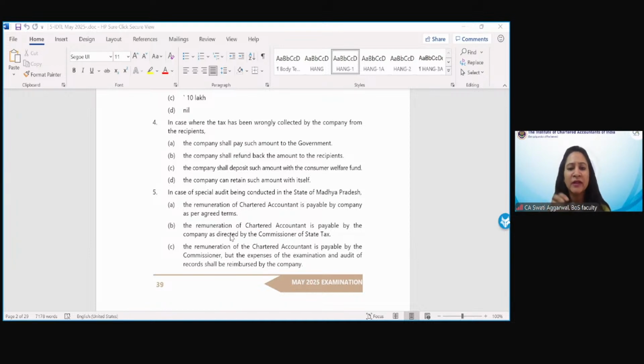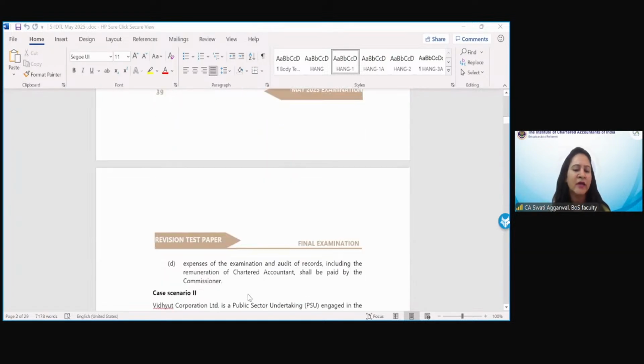सीए की रेम्यूनरेशन कमिश्नर देगा बट जो एक्सपेंसेस हैं एग्जामिनेशन एंड ऑडिट के वो रीइंबर्स कर देगी कंपनी. या फिर ऑप्शन डी की एक्सपेंसेस जो है एग्जामिनेशन एंड ऑडिट के और इंक्लूडिंग जो रेम्यूनरेशन जो है सीए की वो कमिश्नर देगा. And the correct answer as given by all of you is the right. It is option D, which says that expenses of examination and audit, including जो remuneration है CA की, वो commissioner देगा. Why is it so?